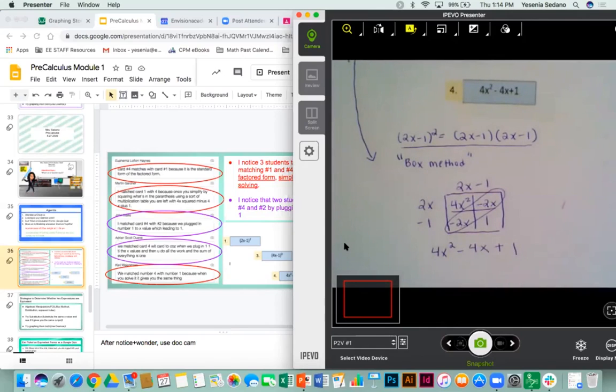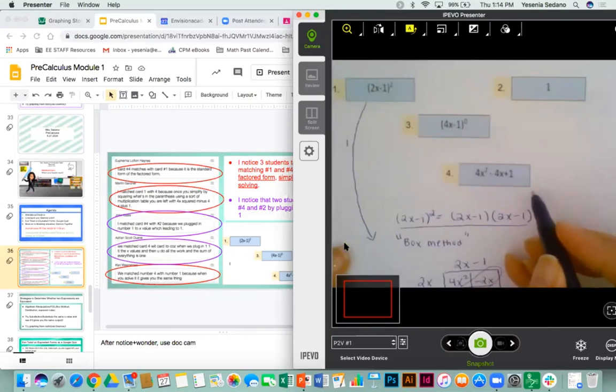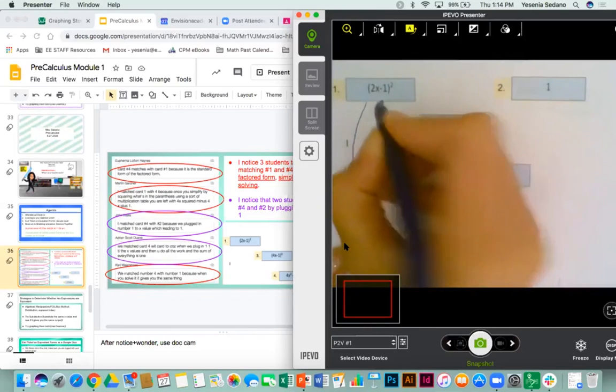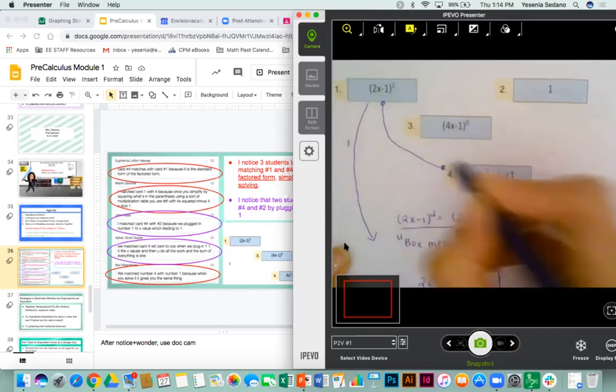So if I look at what Martin said, he said that if we do this method, we do get 4x squared minus 4x plus 1. We get the same answer that he got. And that does look like it matches to card 4. So according to the work that we did, it looks like 1 does indeed match to card 4, according to what Martin said.